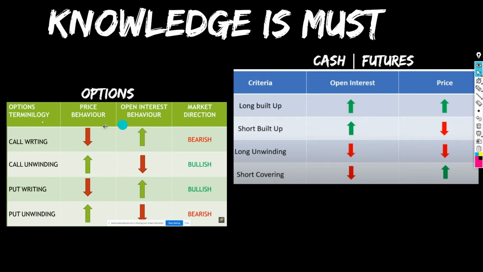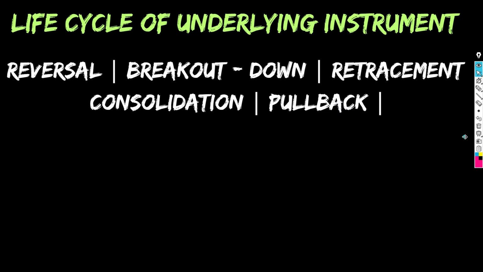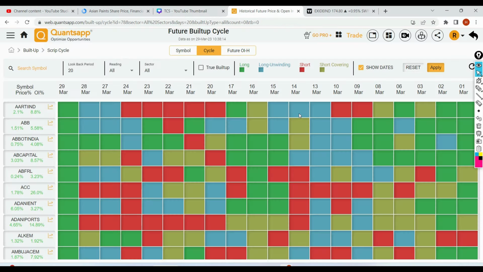This is from the options perspective. We call them call writing, call unwinding, put writing, put unwinding in terms of options. But in terms of cash and futures, we call them long build up, short build up, long unwinding and short covering. This is very important for you to understand. Now, what is the life cycle of the underlying instrument? This is where this tool is going to help you in knowing the cycle of the underlying asset. Now, let's explore this tool.